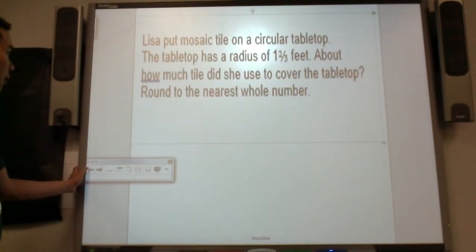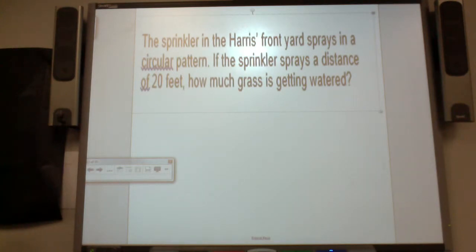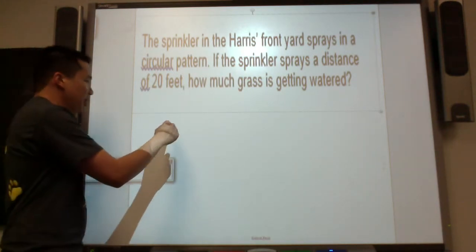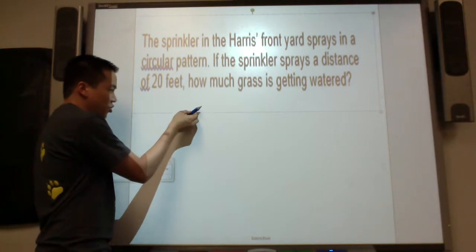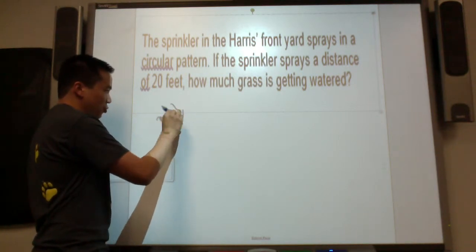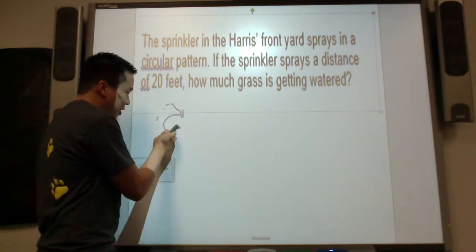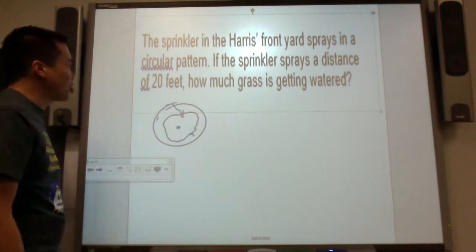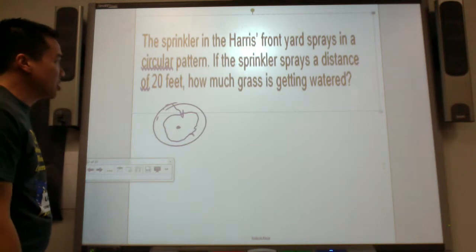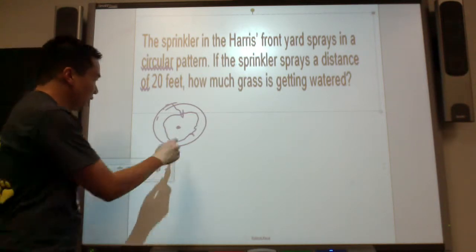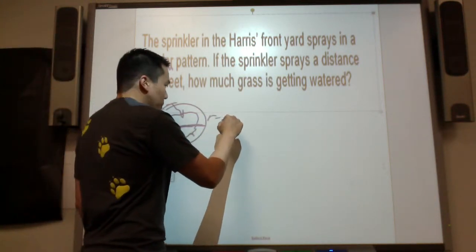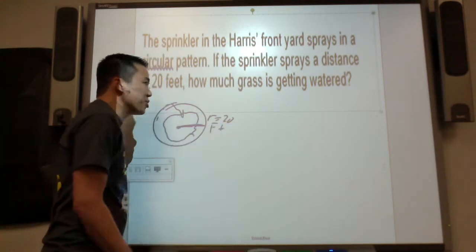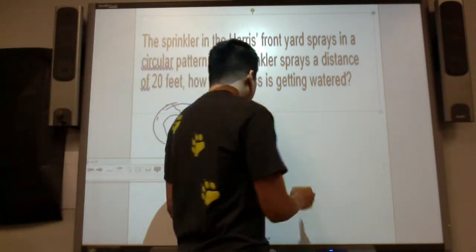I'll go to this one. There's a sprinkler system in the Harris front yard. How many of you have ever had a sprinkler system that just shoots, sprays? So it sprays in a circular fashion. If the sprinkler sprays a distance of 20 feet, that means the radius would be 20 feet. How much grass is being watered?